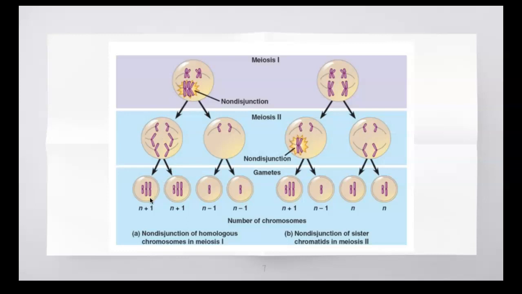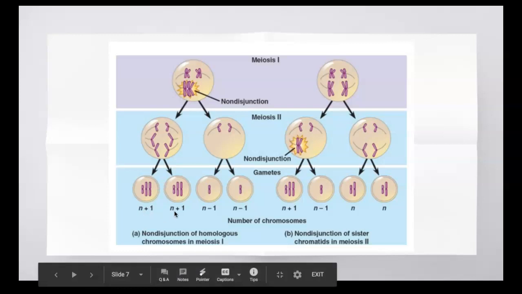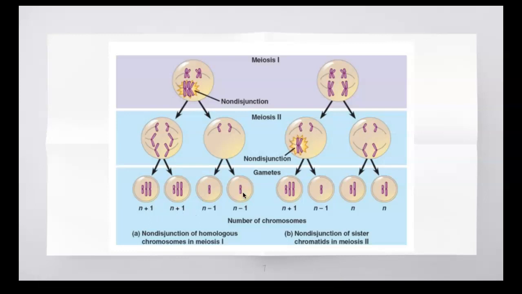If we look at the bottom, you would have in 2 of your cells n plus 1. So instead of having 23 chromosomes, we would have 24 in each of these. And then this one has n minus 1. So in human cells, you would have 22 instead of 23. So that's happening in anaphase 1. All 4 of my cells in this option are not the correct number of chromosomes.